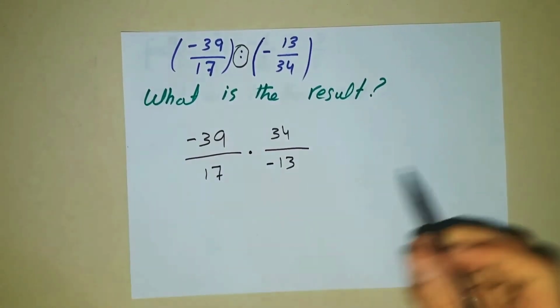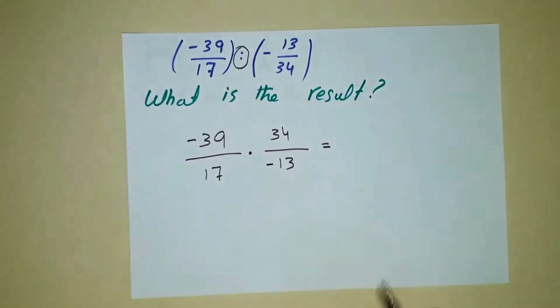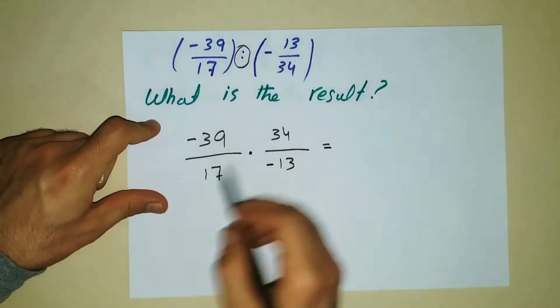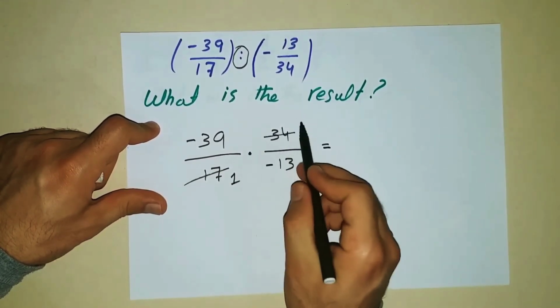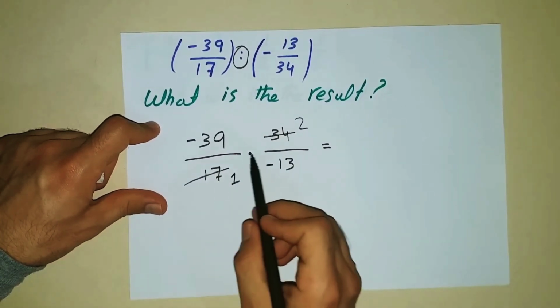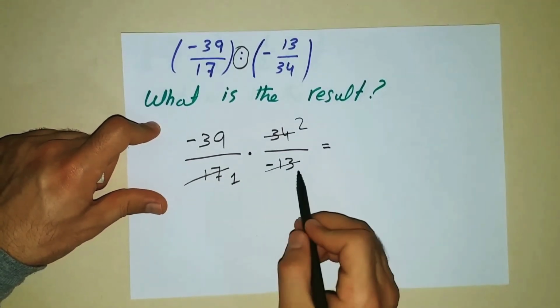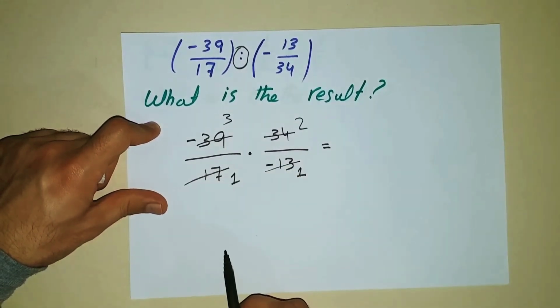Now I will go for simplification. I will check if we can simplify. Yes, we can. I can simplify this: 17 1s are 17, 17 2s are 34. I can simplify it with 17, and this one I can simplify with 13: 13 1s are 13, 13 3s are 39.